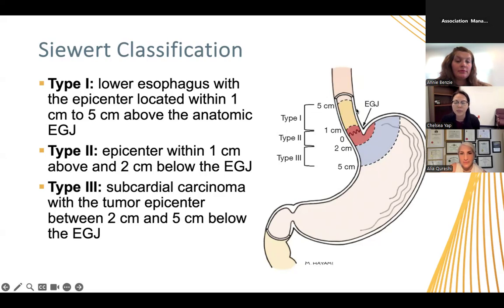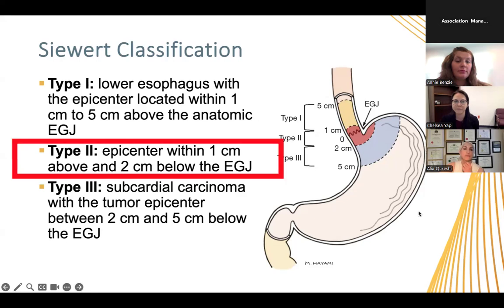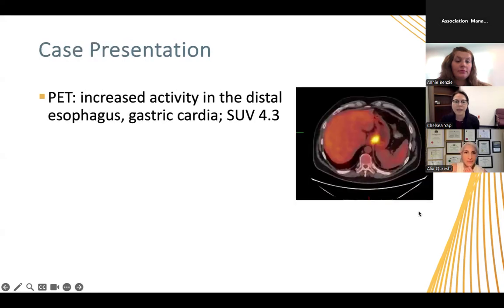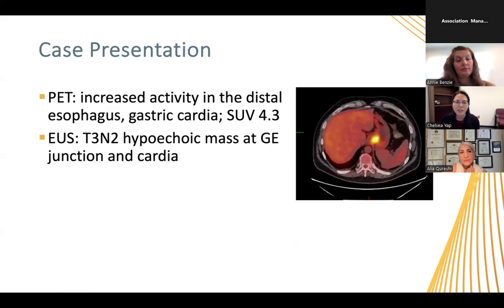Type 1 and 2 can be treated with esophagectomy, while type 3 is more treated as gastrectomy, like gastric cancer. Our patient was a type 2 and ultimately underwent an esophagectomy. On the PET scan, patient had increased activity in the distal esophagus and the gastric cardia with an SUV of 4.3. And then the EUS showed a T3 N2 hypoechoic mass at the GE junction and cardia.